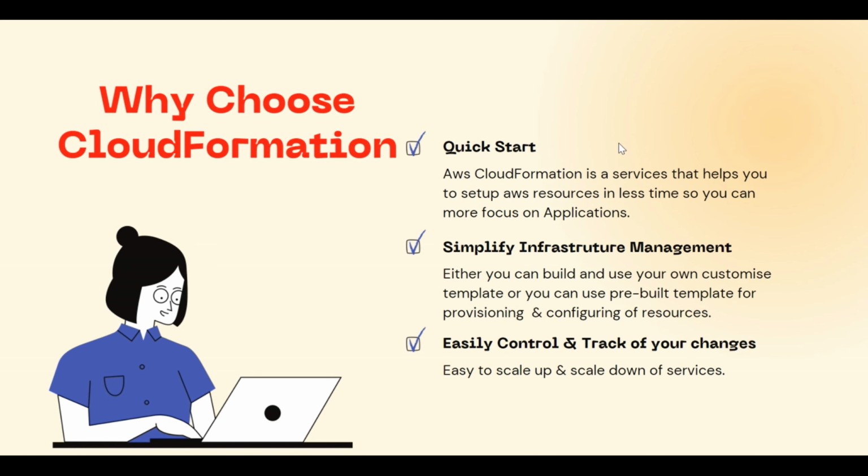The second one is simplified infrastructure management. Either you can build and use your own customized template, or you can use a pre-built template for provisioning and configuring resources. Guys, as I mentioned, there is a facility available. You can simply write your code to provision your resources in JSON or YAML, or you can use the pre-built template provided by CloudFormation as well. We are going to see that in the practical session where I'm going to use one pre-built template file.